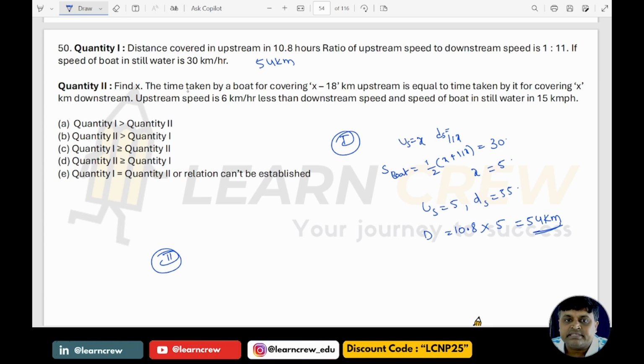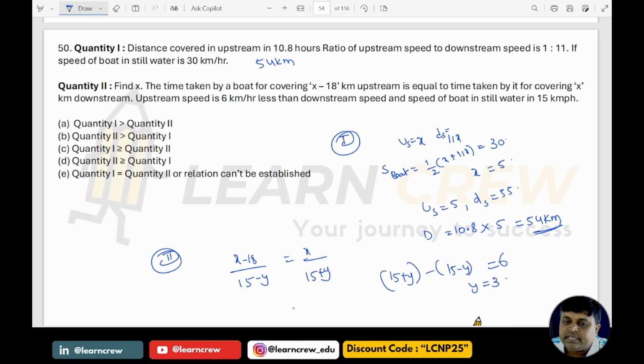Second case. Find x. The time taken by the boat for covering x minus 18 km upstream is equal to the time taken by it for covering x km downstream. Here the upstream speed is 6 km per hour less than the downstream speed, and the speed of the boat in still water is 15 km per hour. So here it is given that x minus 18 by 15 minus y is same as x by 15 plus y. Downstream x, upstream x minus 18, both times taken are equal. And it is also given that the difference between downstream and upstream, 15 plus y minus 15 minus y, is given as 6. So thereby I got y as 3.